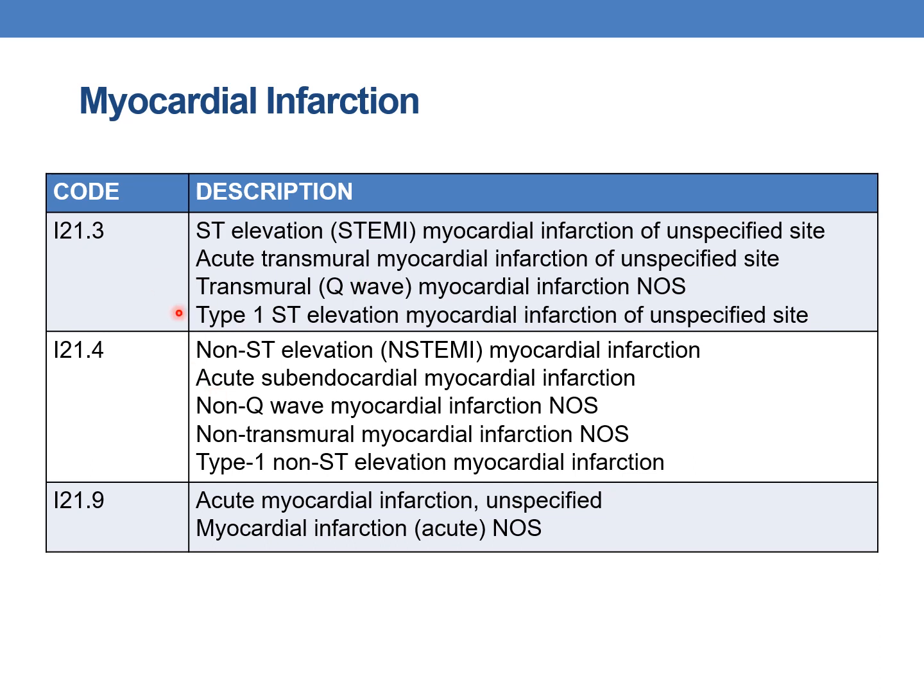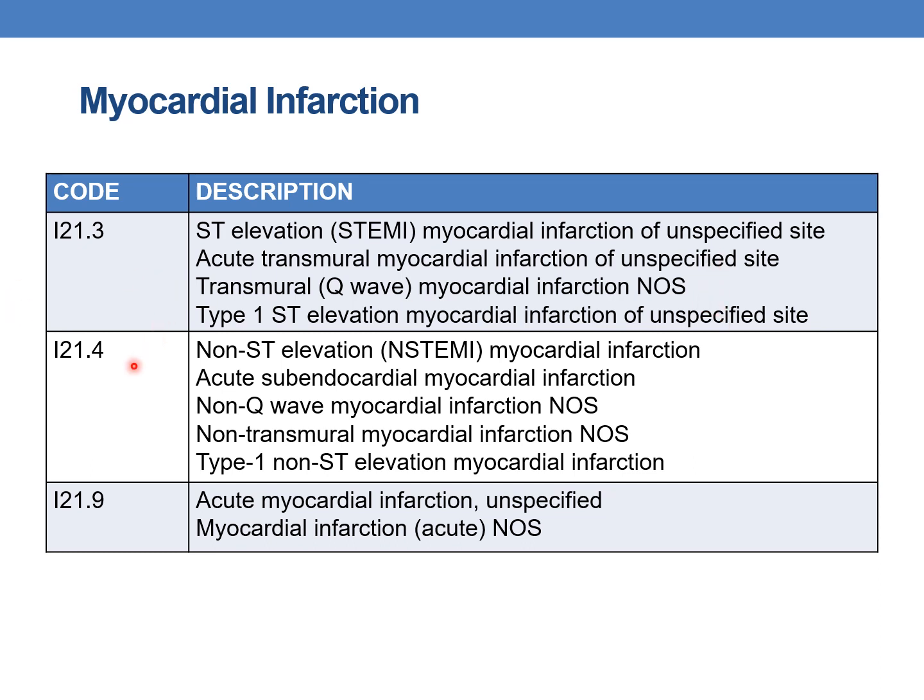Now here are the various other codes for myocardial infarction. I21.3 is ST elevation myocardial infarction of unspecified site. And whenever the physician documents acute transmural myocardial infarction of unspecified site, even in this case you need to code I21.3. Transmural Q wave myocardial infarction NOS, type 1 ST elevation myocardial infarction of unspecified site. In all these cases, whenever the physician documents any of these terms, you need to code I21.3.